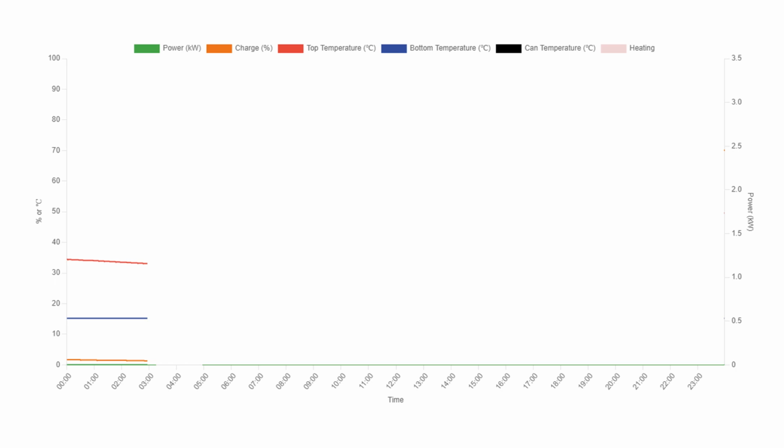So on to the graph. Starting at midnight, you can see the initial state of the tank. The water temperature is about 34 degrees at the top and about 16 degrees at the bottom, with a small charge of 2-3%. Between midnight and 3 a.m., you can see the temperature steadily decreasing as the tank loses heat to its environment. The charge level is decreasing too, falling alongside the water temperatures.